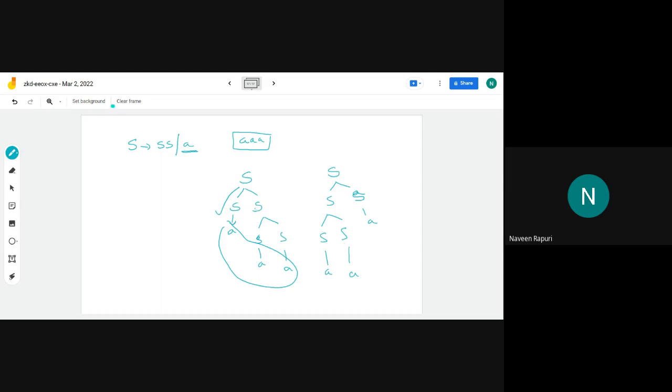That means for the same grammar and for one input, we are writing more than one tree or one parse tree. Writing more than one parse tree for any string with a context-free grammar, that grammar is said to be ambiguous grammar.